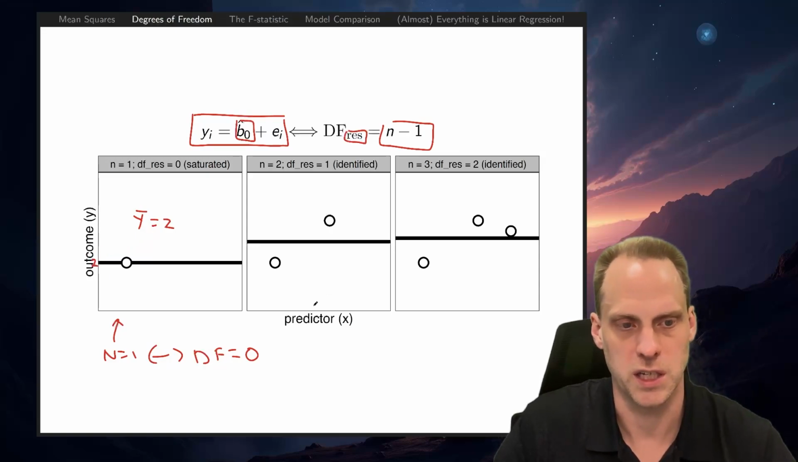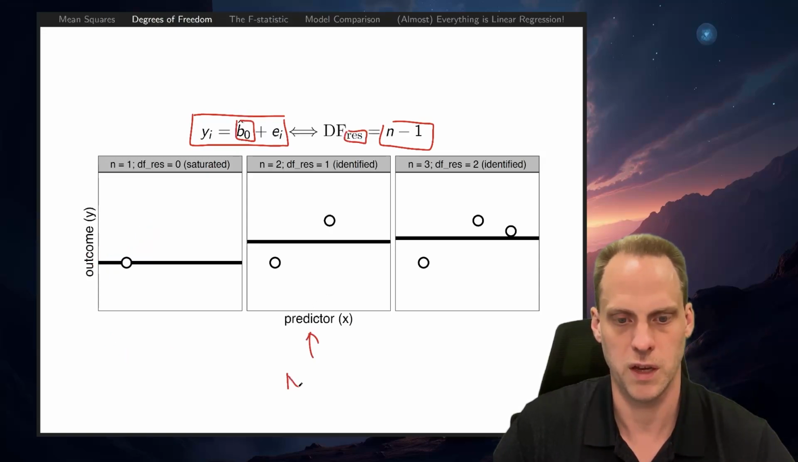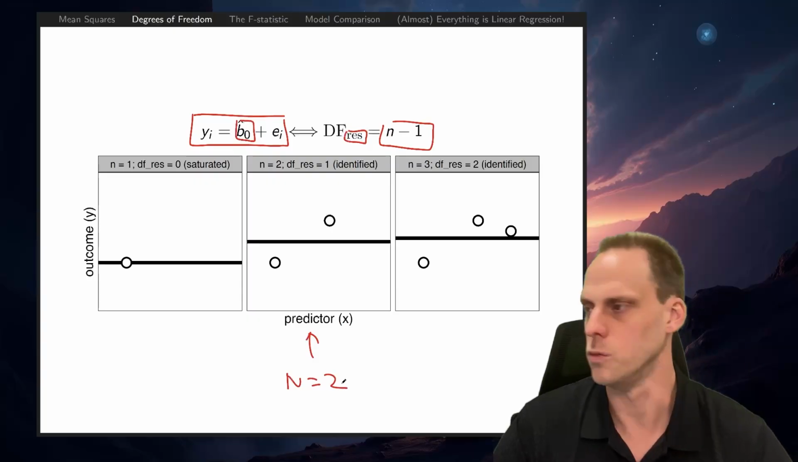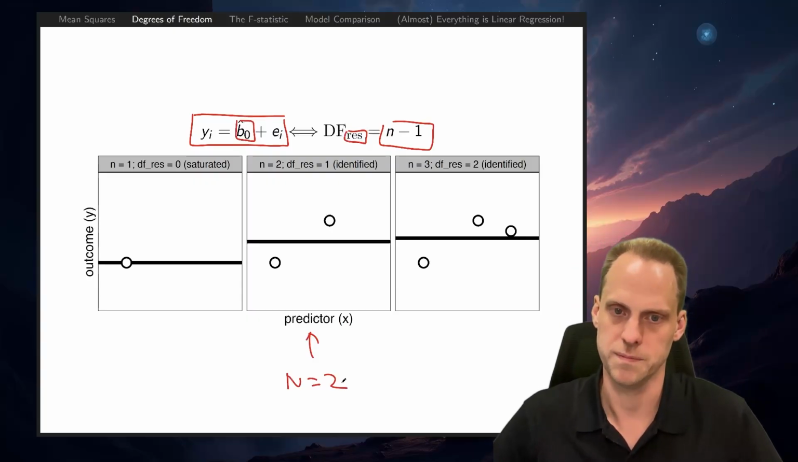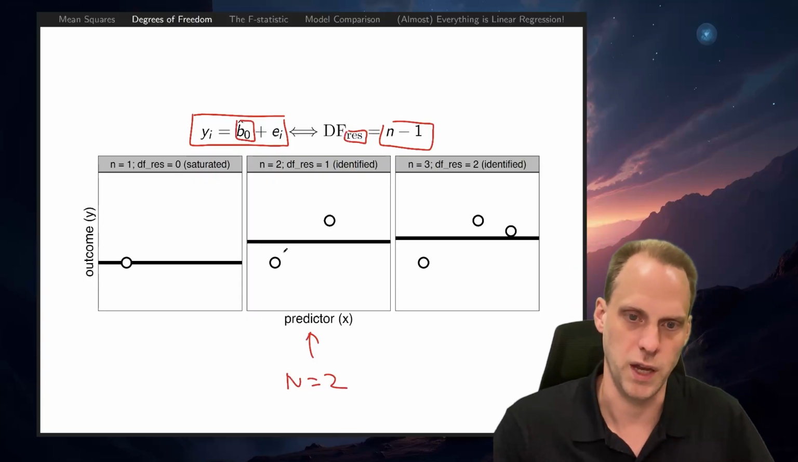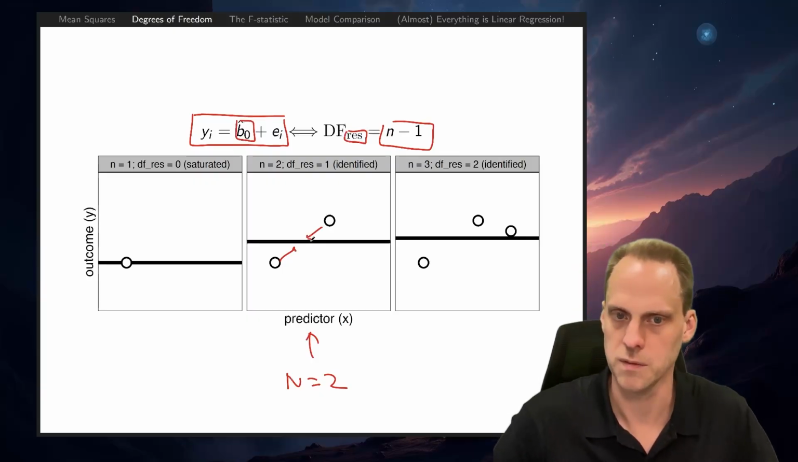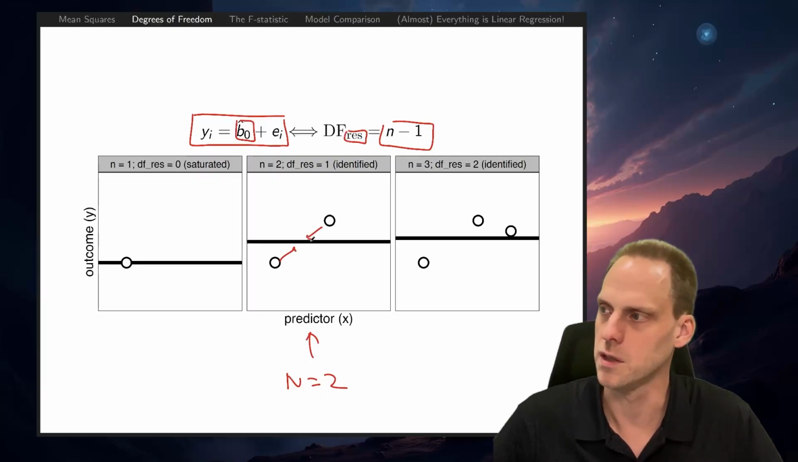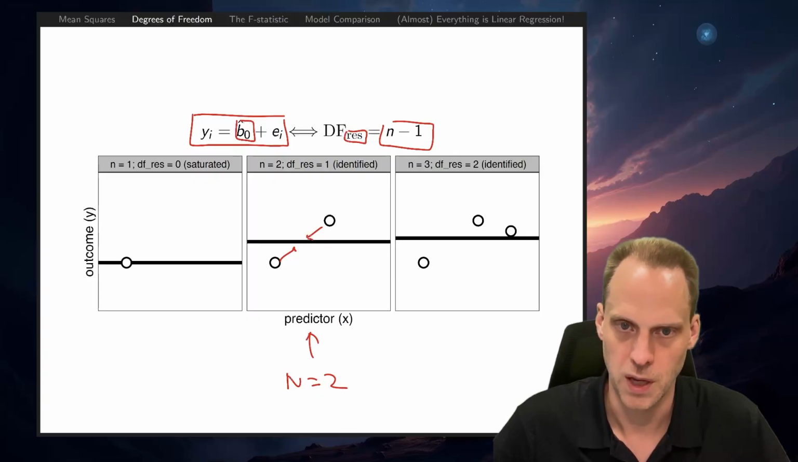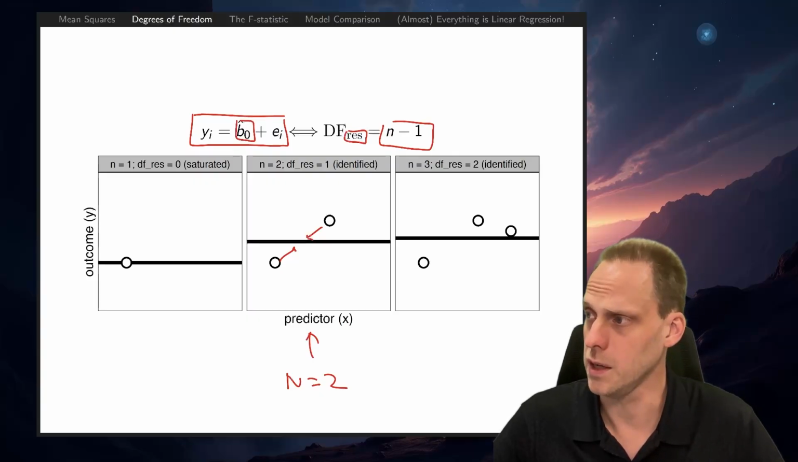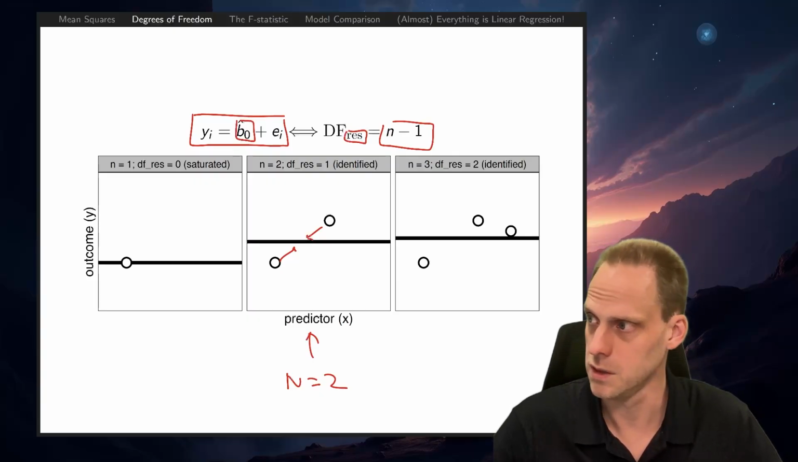Now let's look at the next case. Here we have n equals 2 data points. So now the average is exactly in between the 2 points. It will be exactly the midpoint between them. And now we can calculate a variance, right?